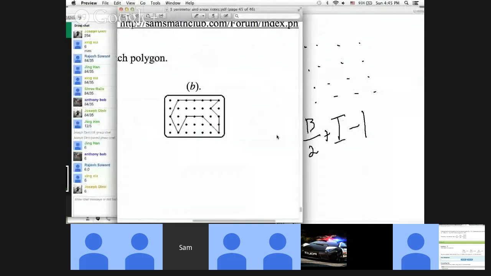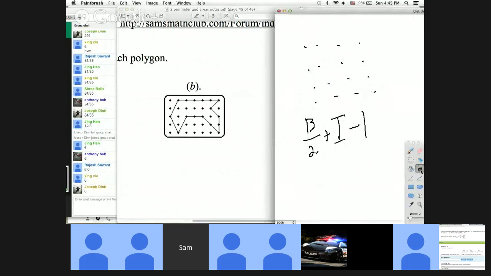So let's try this figure. A little more wacky. See if you can get the area for this figure.